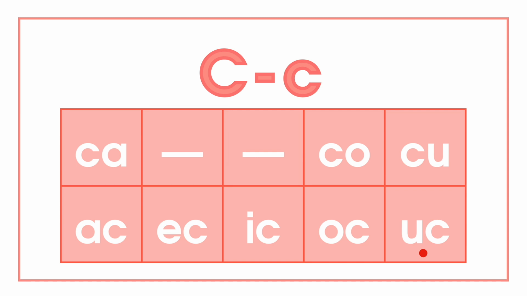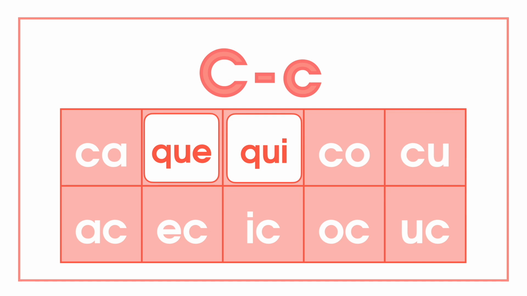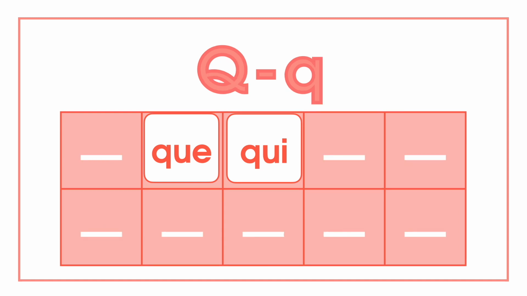But what happens when I have the letter C with the vowels E, I? We use the letter Q along with the letter U followed by them, and we read que, qui. In these syllables, the U is not pronounced. And it's the only time we use the Q in Spanish, only when we read que, qui.